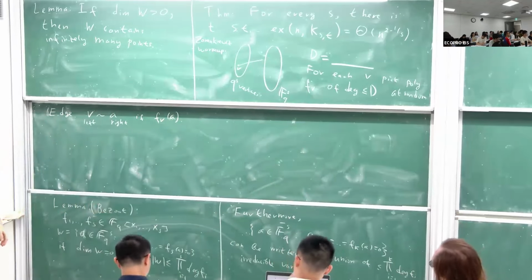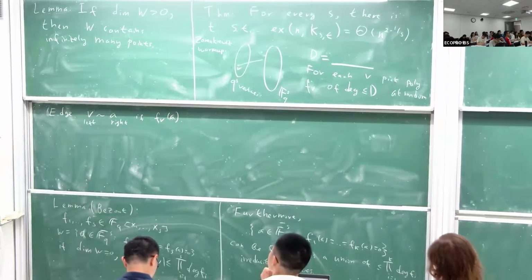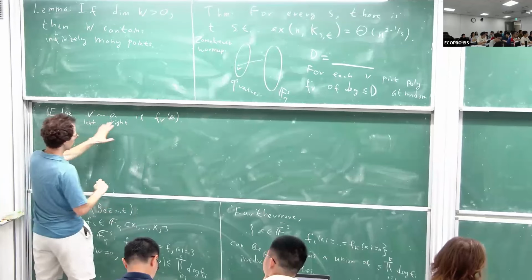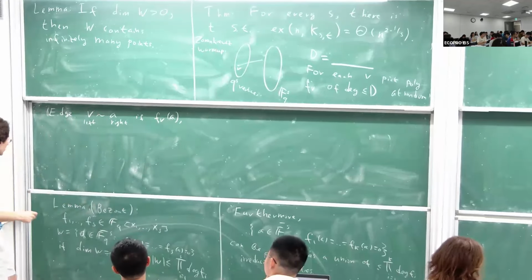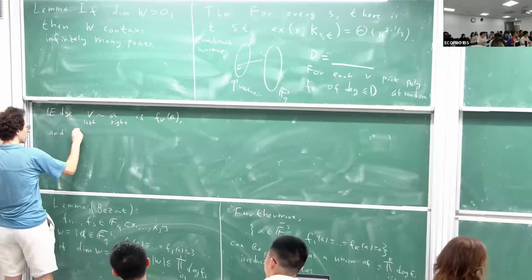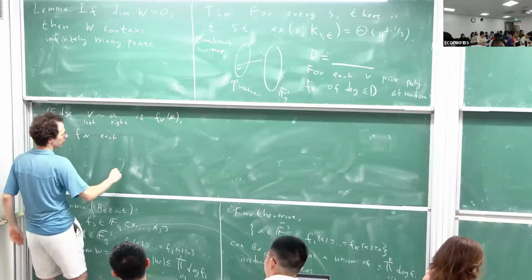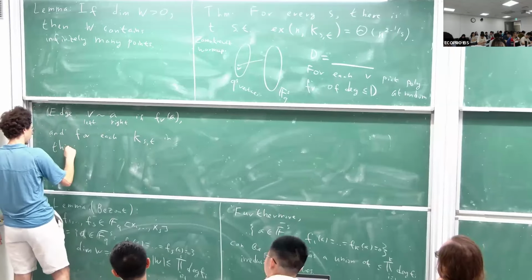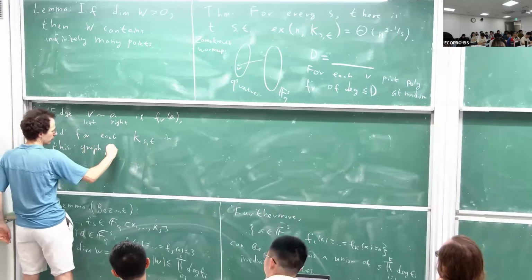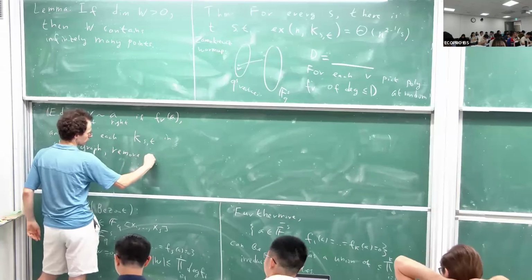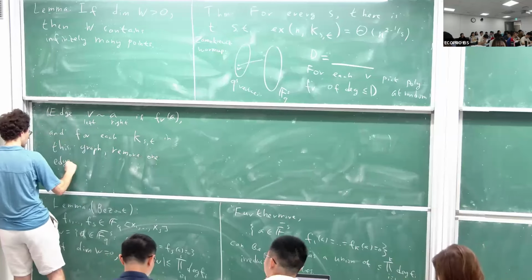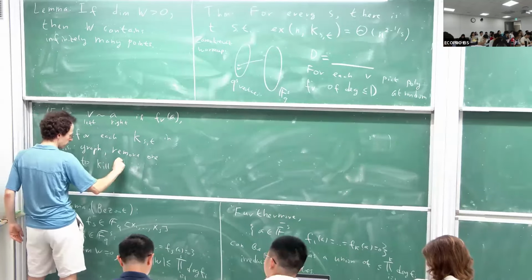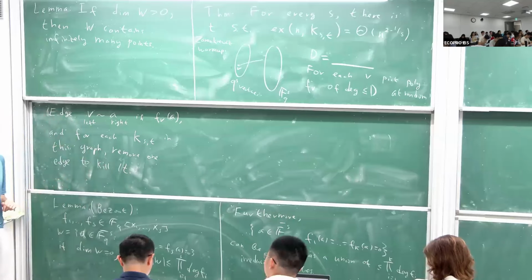Now let's analyze this. Then finally we do the usual thing: for each K_{s,t} in this graph, remove one edge to kill it. Okay, so this is the usual deletion argument.